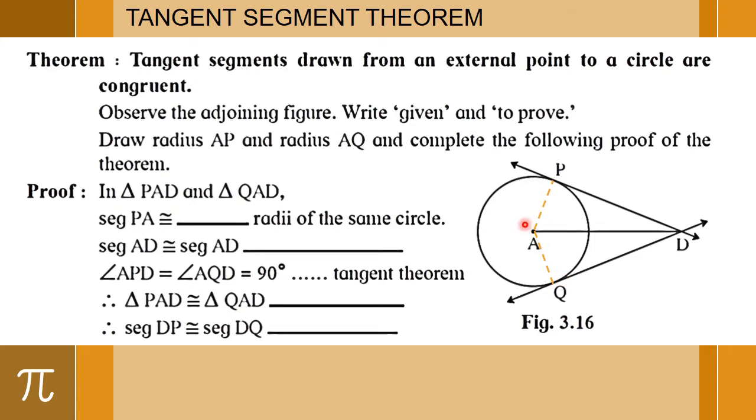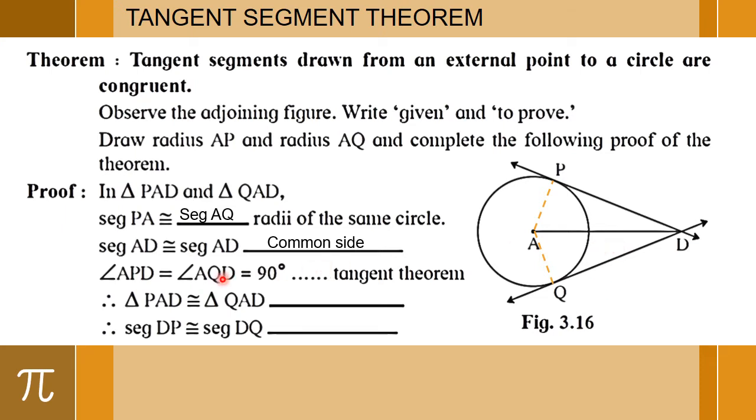Okay, now after doing the construction you can see two triangles are formed, triangle PAD and triangle QAD. Okay, so segment PA is congruent to segment AQ. Other than PA, AQ is the radius, so here in the blank we should write segment AQ. Why they are congruent is that they are radii of the same circle. Okay, next segment AD is congruent to segment AD. The reason is common side. That side is common to the upper triangle and the lower triangle.